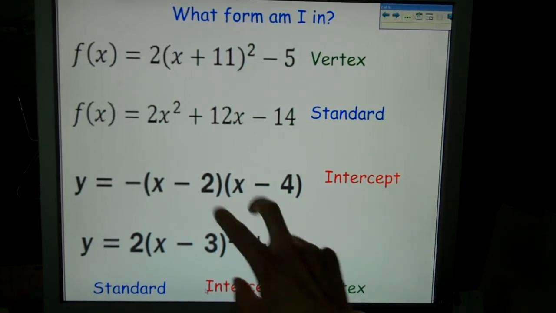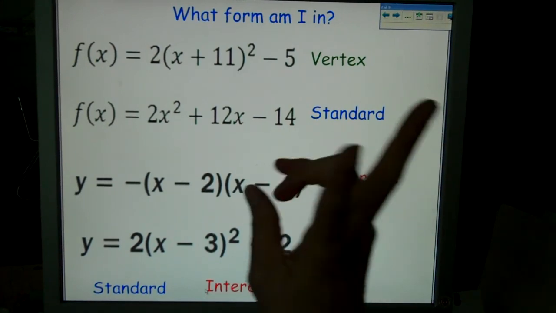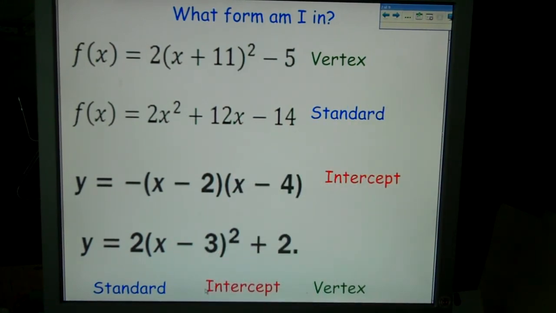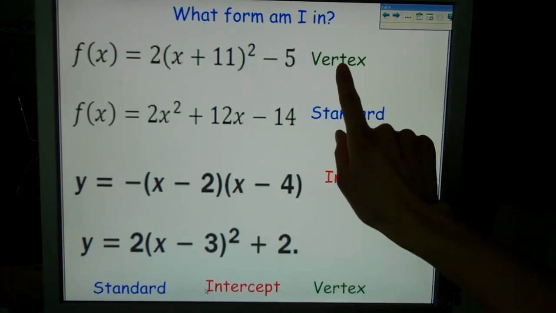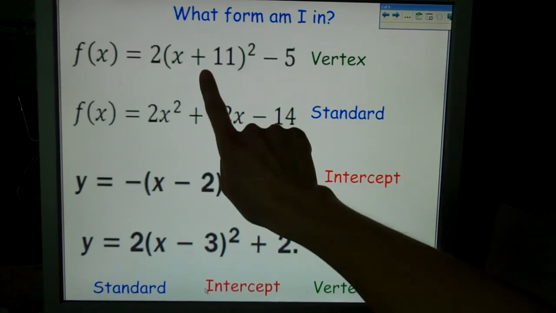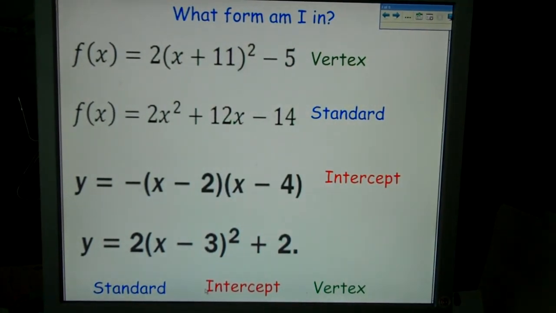Intercept has 2 T's, so intercept form has to have 2 parentheses. Look at that. Vertex has 1 T, so there's only one set of parentheses. I like that. Man, I'm good. All right, last one. How many sets of parentheses? Just one. So how many T's are we looking for? Vertex. That's vertex form. All right, you don't have to use the T thing if you don't like it.